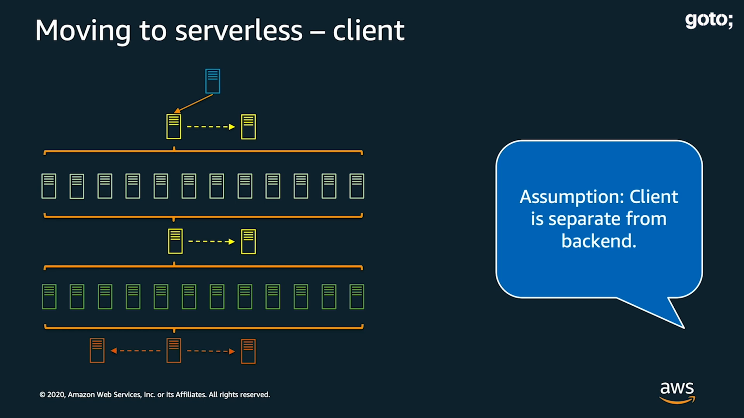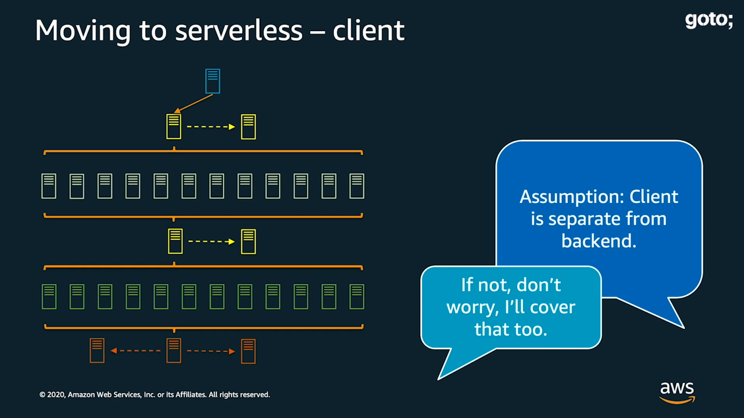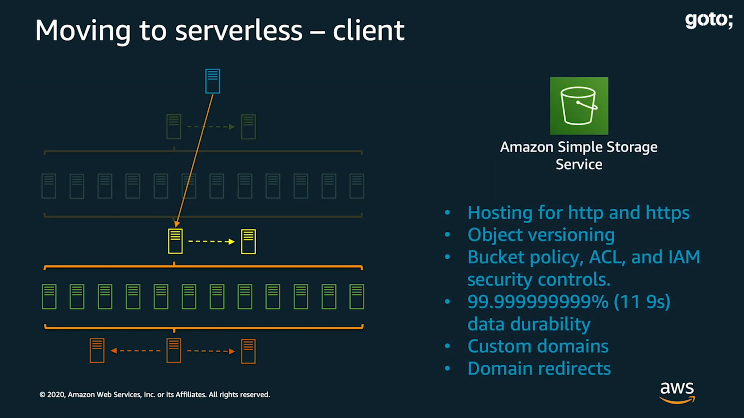And in this, I'm going to assume that your client is separated from your backend. So you've got a client and a server separation. But if you don't, worry, I'll cover that too. Okay? So moving to the serverless client. So what we're able to do here is the first thing, we're going to break out our client, and instead of running it on a server or multiple servers and running the load balancing and all that kind of stuff, we're going to move it into Amazon Simple Storage Service, which is also known as Amazon S3.